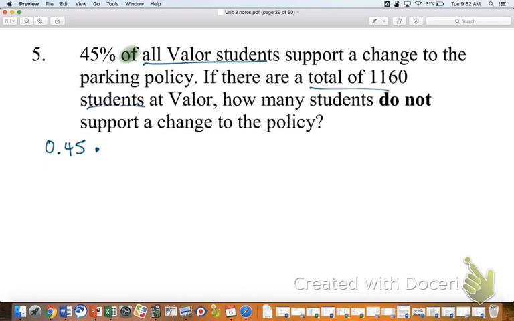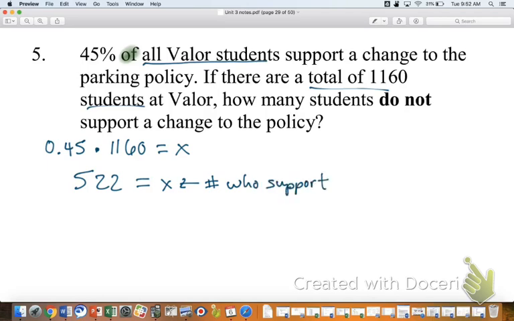All Valor students, 1,160. So it'd be 1,160 is equal to, well, wouldn't this be the number of students that do support a change in policy? So it's a variable, X, S for students, D for do or something. I don't know, let's just use the letter X. You do a little arithmetic here. 0.45 times 1,160 is? 522. Okay. So then this right here, this is the number of students who support.